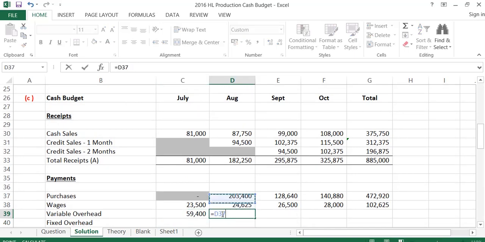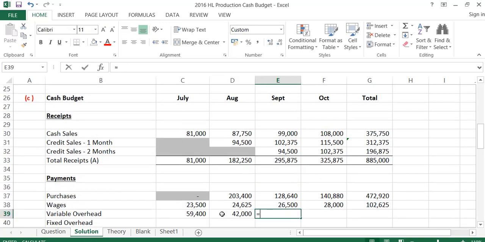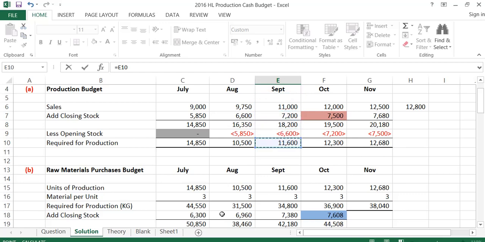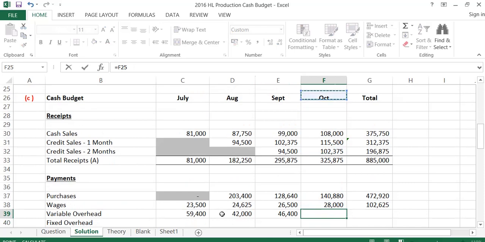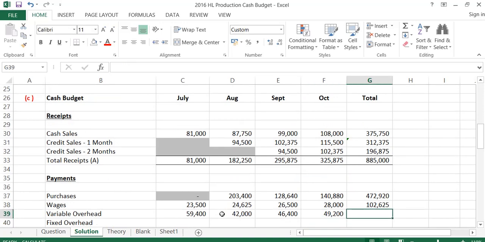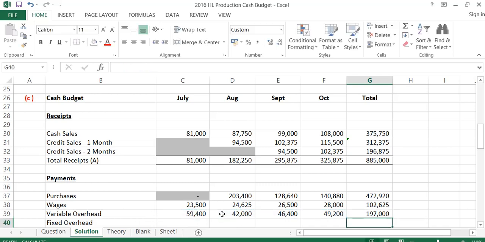Same for August. I go up to the units I needed to produce in August, 10,500, and it's €4 per unit, so I multiply them by 4. In September, I needed to produce 11,600, and that's €4 per unit, so I multiply by 4 again. And same in October, I needed to produce 12,300 units at €4 a unit is 49,200. And I'm just going to total those across again to give me my total variable overhead of 197,000.